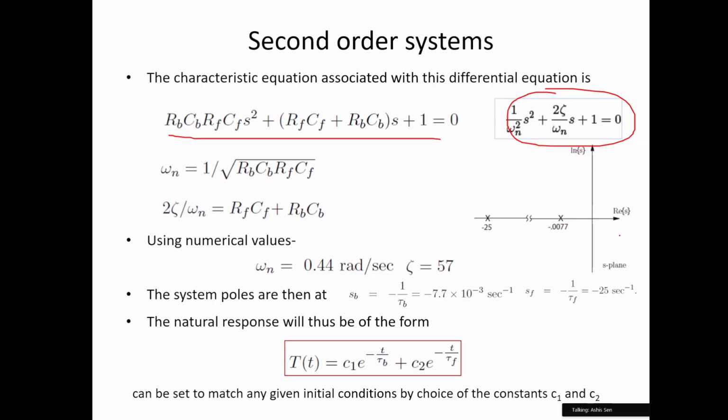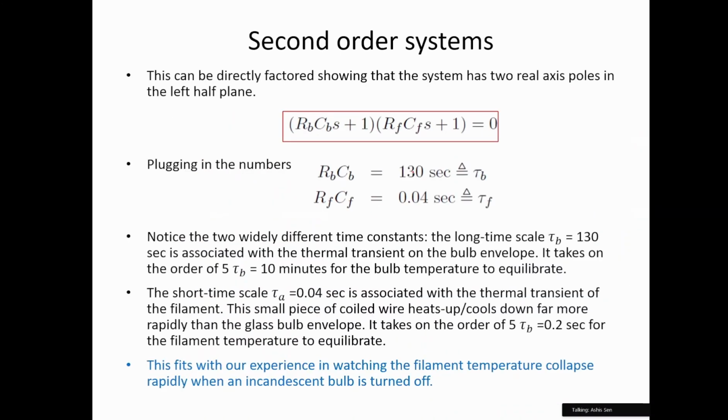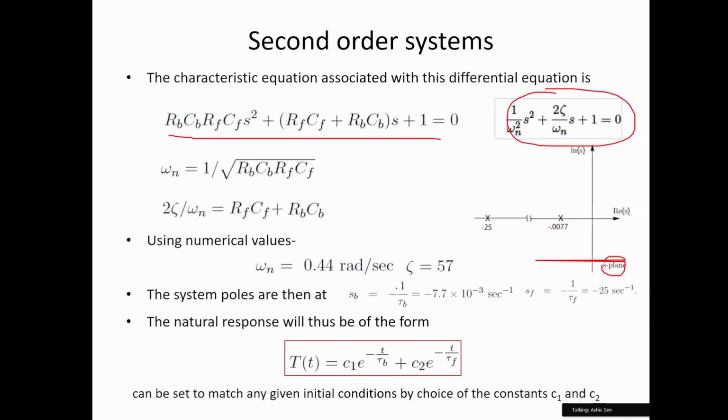Now, if you want to see the poles of the system, here you have the real axis and here the imaginary axis on an S plane, the frequency plane. The poles are basically frequencies, and you see that tau B is 130 seconds. So your SB is minus 1 over tau B, which is minus 7.7 into 10 to the minus 3 per second. And SF is basically minus 1 over tau F, where tau F is 0.04 second, so SF is about minus 25 per second. This is about 7.7 times 10 to the minus 3 hertz, and this is about 25 hertz.